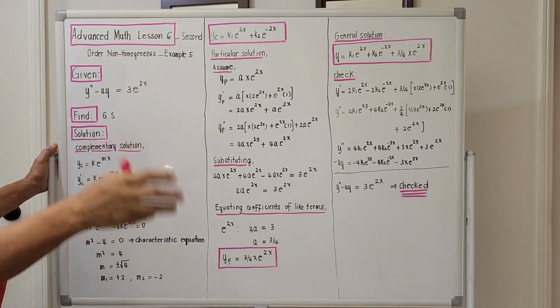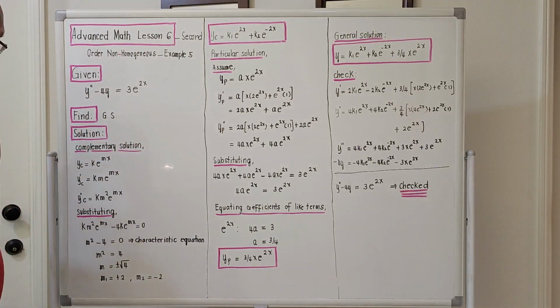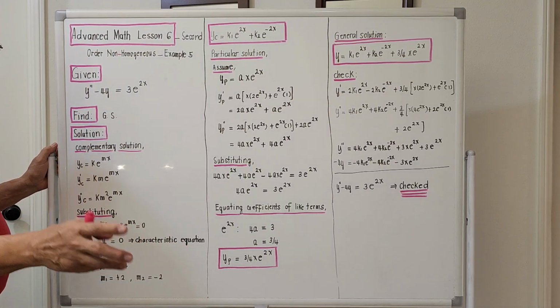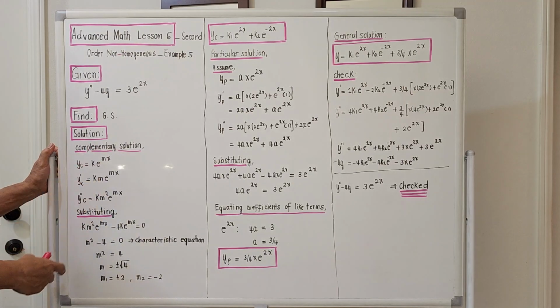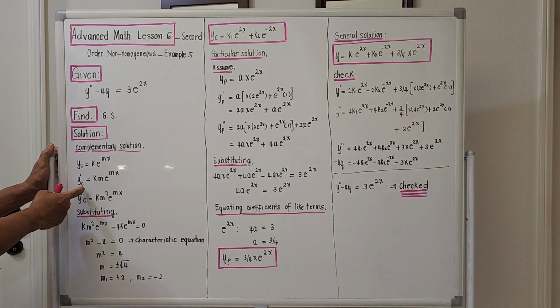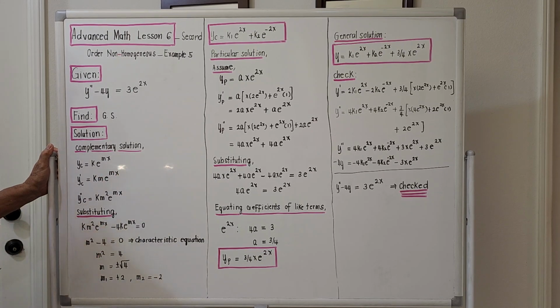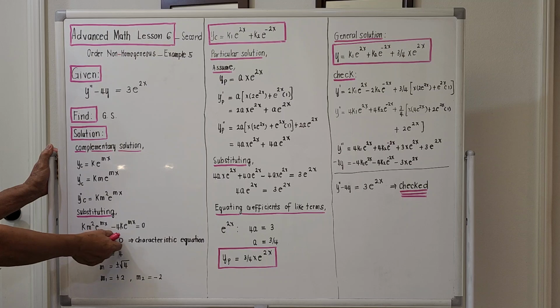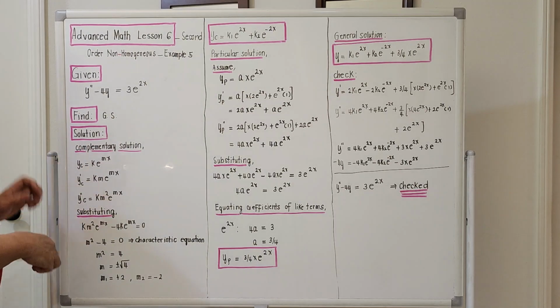The problem is asking for the general solution. Okay, let's try to bring out the solution. For the complementary solution, as always, we start with y sub c equal to k e to the mx. Y prime of complementary is km e to the mx. Y double prime of complementary is equal to km square e to the mx. Substituting: km square e to the mx minus 4k e to the mx equal to 0. We are following this.